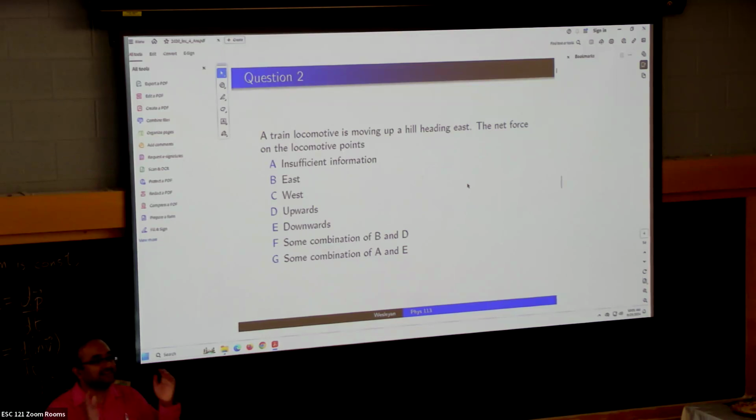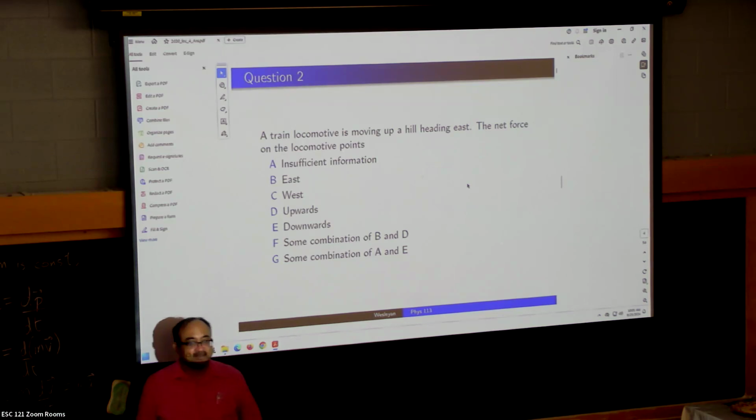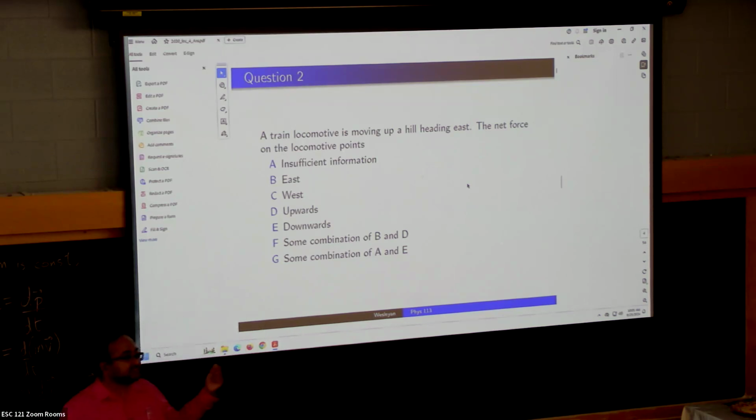Again, all right, get ready, and show me your votes. Okay, A is correct, yes. We don't have enough information. We know what direction the velocity is in, right? It's heading east and upward. But we don't know if that velocity is increasing or decreasing, or constant even. So we just can't say anything about the acceleration.